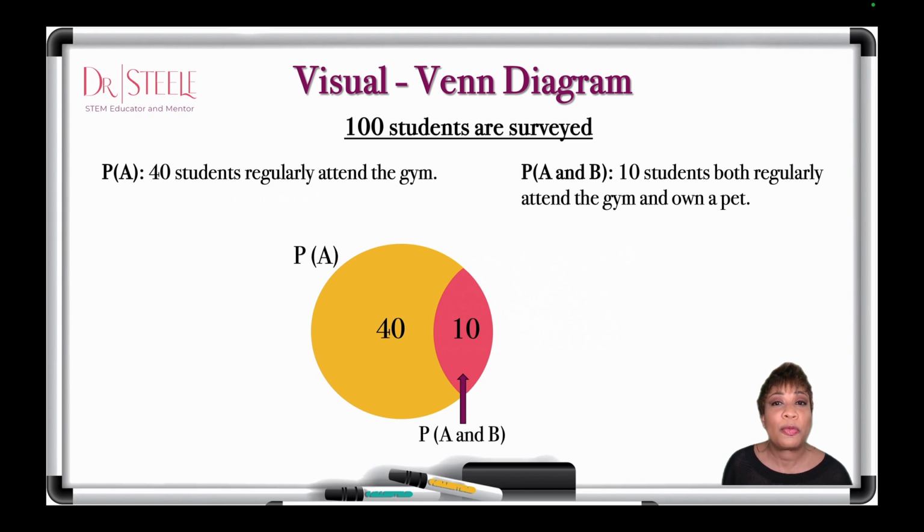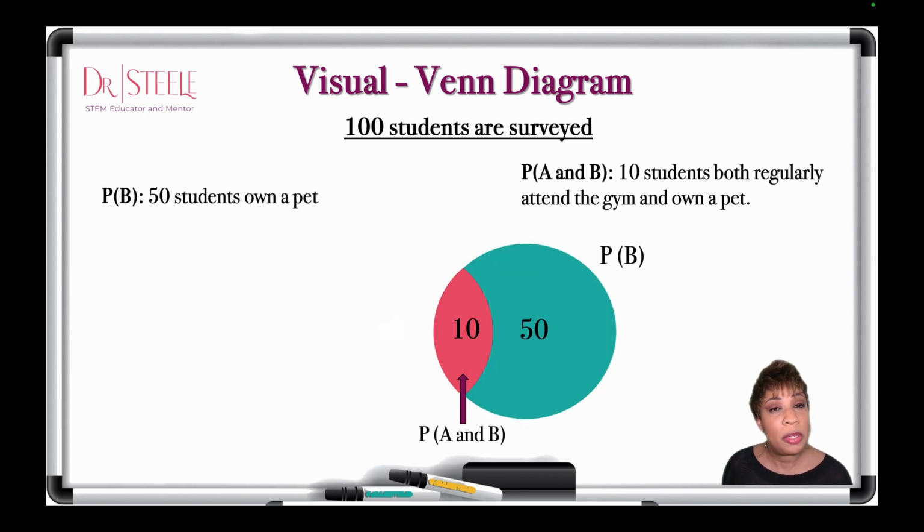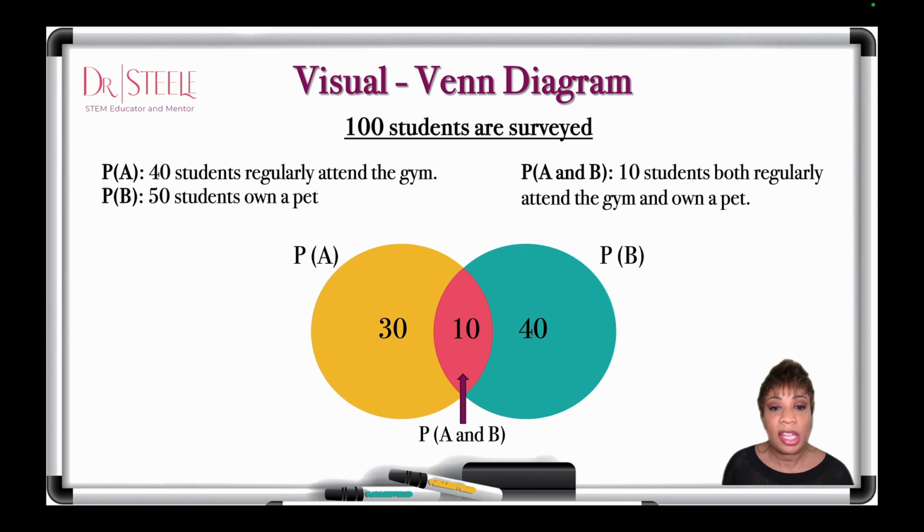Now, before we had a nice 40 because that represented the students that attend the gym, but we did not take into account that there's also 10 that also own a pet. And so if we wanted to represent this correctly, instead of having that 40, it's going to be 30. And then the same idea, again, probability of B is that 50 students own a pet, but we have to take into account that 10 of those also attend the gym regularly. And so now we're going to change that 50 to 40. So now this is going to be the information that's given.